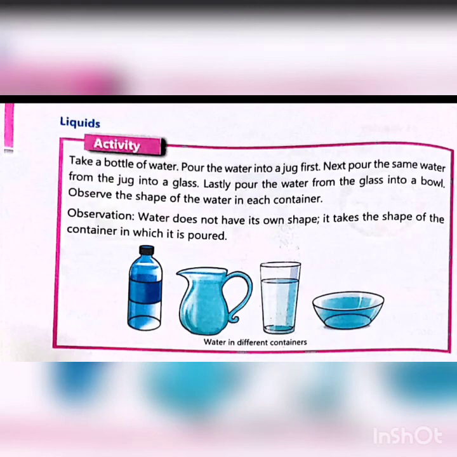All right, so you're going to observe water in different containers in the activity on page 22.